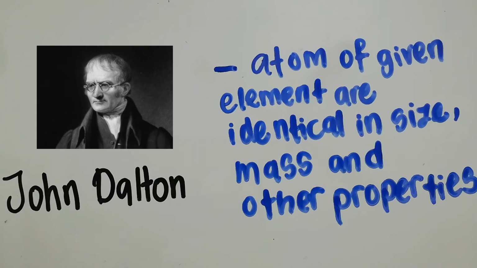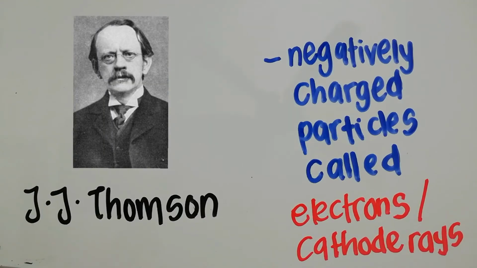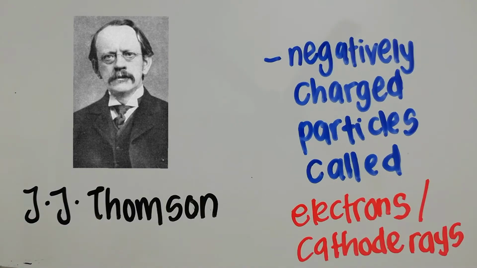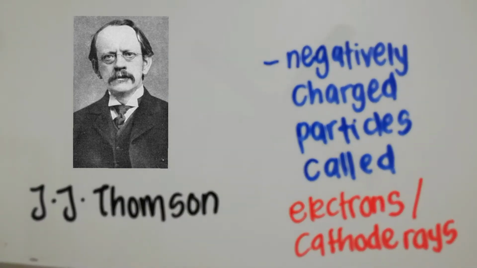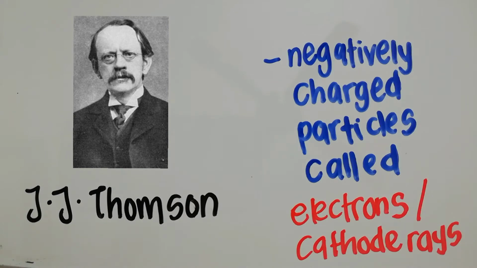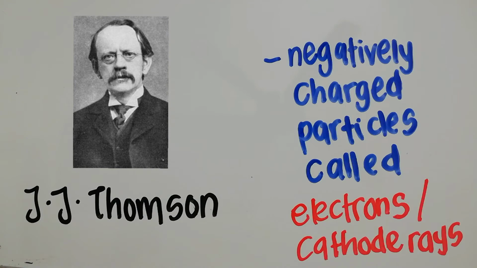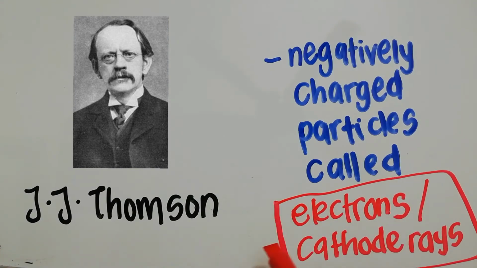So we move to the next chemist. The second one is J.J. Thomson. He found that there are negatively charged particles called electrons. There are two keywords, which are electrons and cathode rays, because he discovered this through his exploration of the properties of cathode rays. So whenever you find electrons or cathode rays, the answer should be J.J. Thomson.